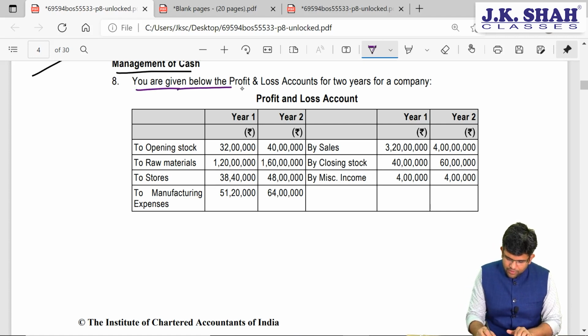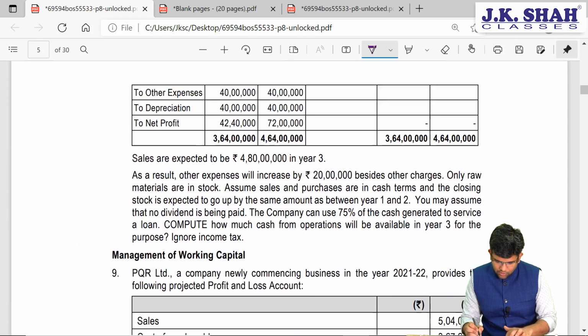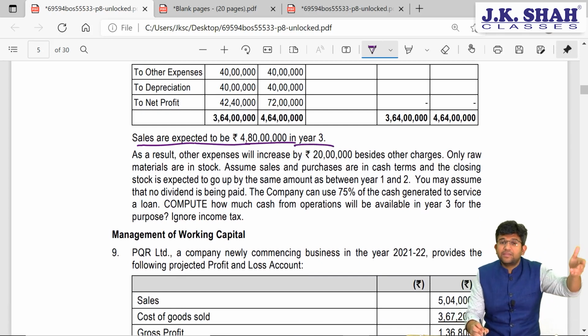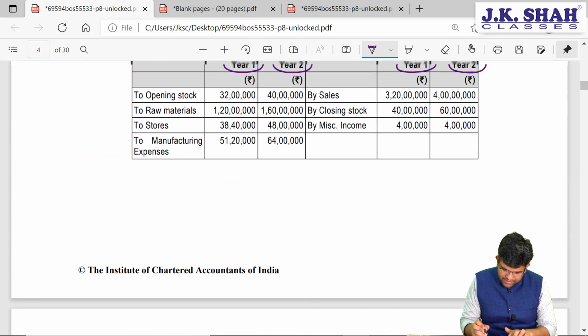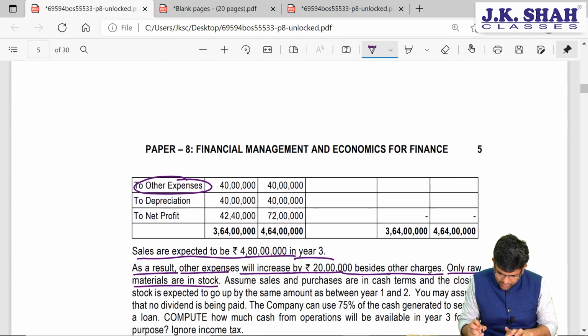You are given below the profit and loss account for 2 years for a company. So they have given to you year 1 and year 2 P&L, okay? Both the debit and credit sides, it goes down till here. Then they are saying sales are expected to be 4 crore 80 lakhs in the next year, year 3. As a result, other expenses will increase by 20 lakhs besides other charges. Only raw materials are in stock, which means they are saying that this opening stock and closing stock are only of raw material. There is no WIP or FG here.